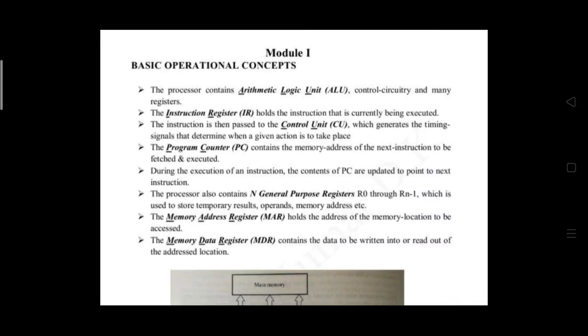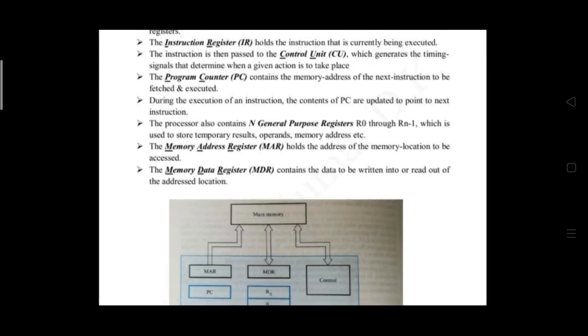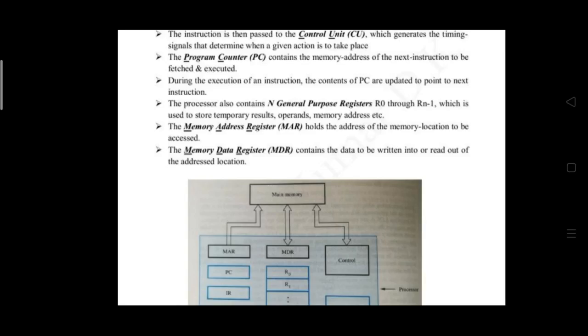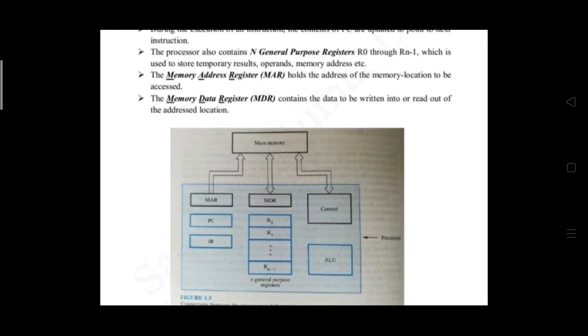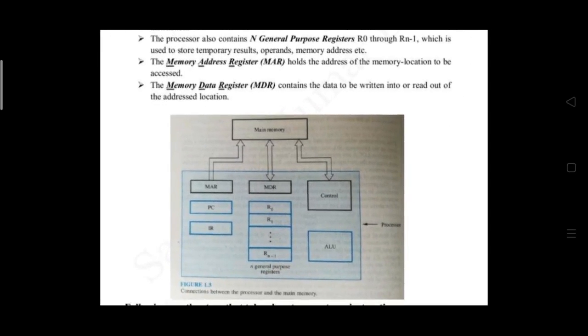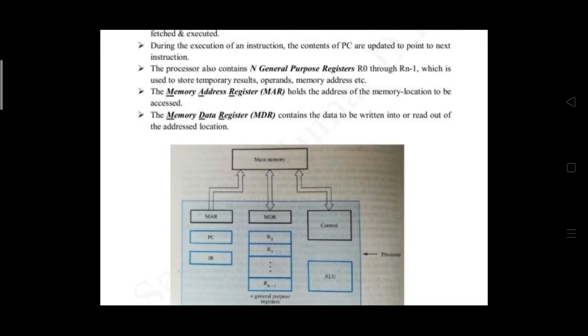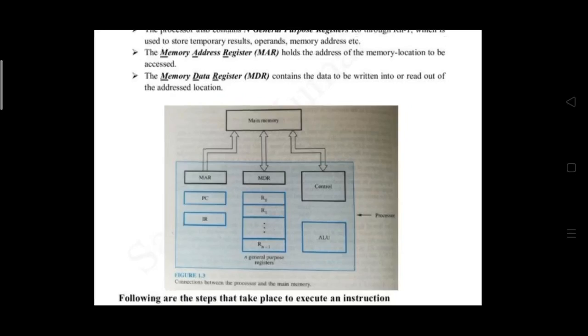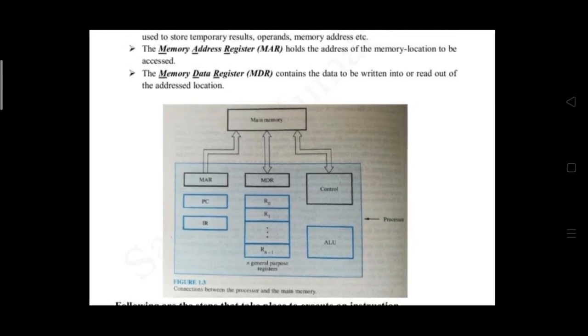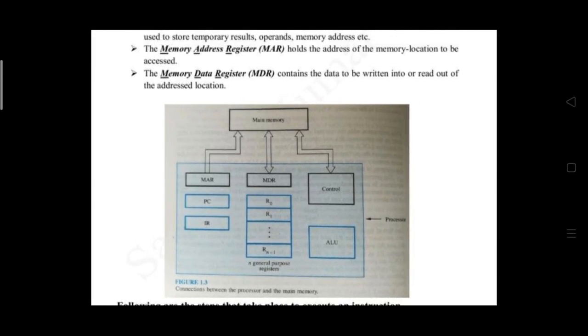In the previous video we have seen the basic operational concepts related to computer organization. So we are discussing the module 1 topics. This diagram represents the interrelationship, or the connection, between the primary memory or main memory and the processor. Those who have not watched the previous video, please watch it again and make a note of it.